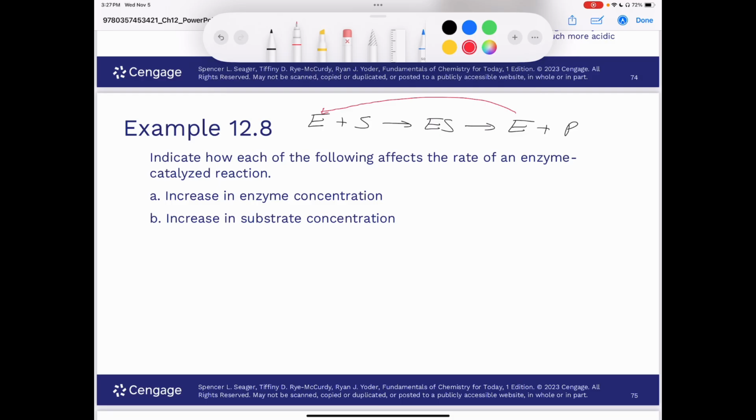So if we increase the enzyme concentration, well, that's going to speed up the reaction rate, because we saw that an increase in the concentration of enzyme will increase the rate of reaction. So we'll just put here increase rate for A. And if we have an increase in substrate concentration, that's going to allow more effective collisions and thus increase the rate of reaction until the enzyme is saturated with substrate. And so we'll put here increase rate as well.